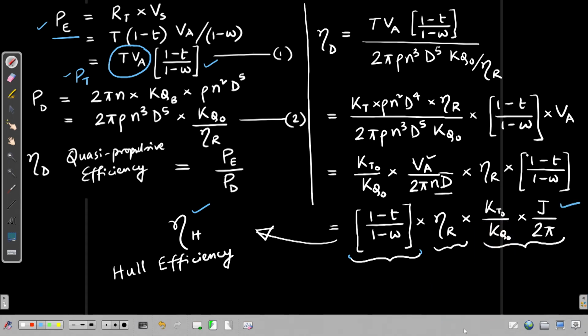Okay. So, what is the third term here? KT by KQ into J by 2 pi in the open water sense. So, KTO by KQO we have. So, this is the open water efficiency, eta O. This is the hull efficiency we have just seen, and we have eta R here. So, finally, we get the quasi propulsive efficiency eta D can be expressed as eta H into eta R into eta O. Okay.